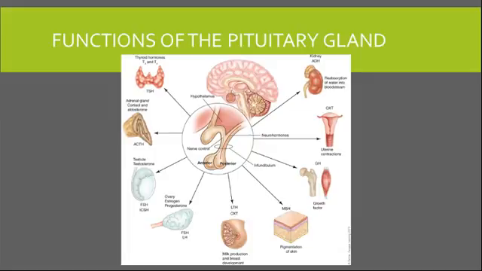Okay, next the posterior lobe hormones. Oxytocin stimulates uterine contractions and lactation. Antidiuretic hormone regulates the urine production by the kidneys. Whew. You can see why they call the pituitary gland the master gland, because it controls a lot of things.